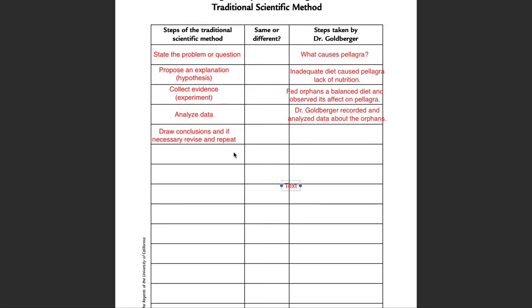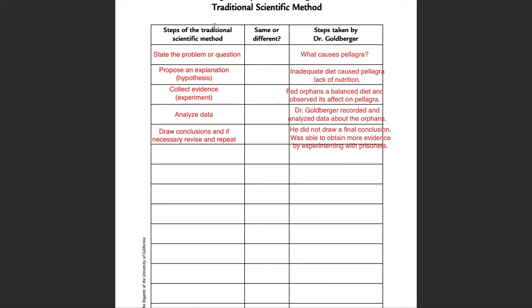So we would say he did not draw a final conclusion, and was able to obtain more evidence by experimenting with the prisoners. I hope you can see that. I tried to use red to make it a little more noticeable.